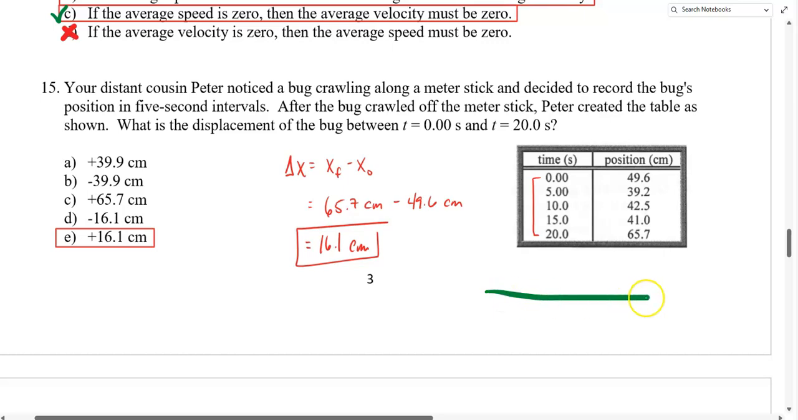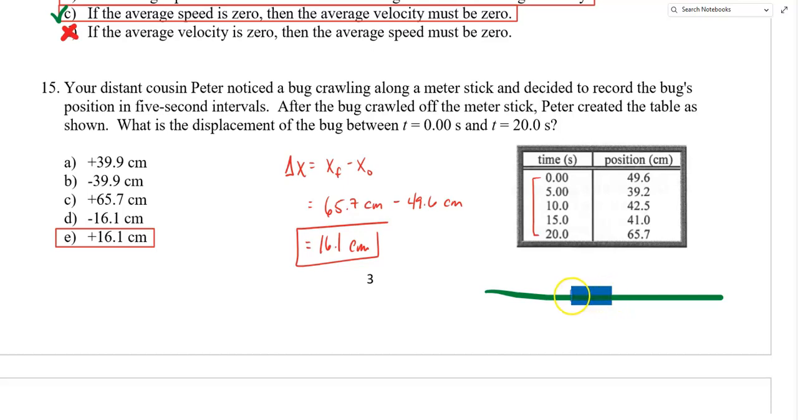So this bug, if we had a meter stick here, appears to be starting somewhere close to the middle, goes down to 39.2, comes back up to 42, back down to 41, and then all the way up to 65. And so, well, that's not a great representation, but hopefully you get the idea. We're going back and forth on this meter stick here. So lots of distance was traveled. We had a lot of back and forth, and you might be tempted to try to figure out how much distance was traveled in each of these events and add them all up.